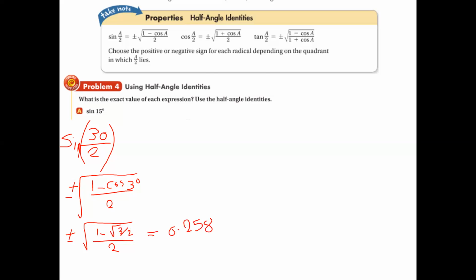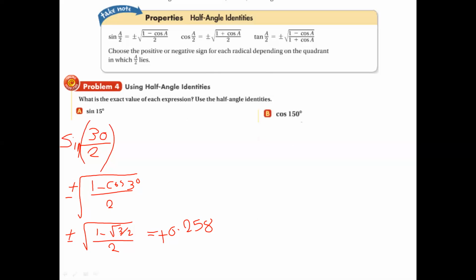Now, positive or negative? Since 30 over 2, or 15, is in the first quadrant and the sine is positive, it will be positive 0.258. This is now the sine of 15. If you try sine 15 now on the calculator, it is 0.2588. That means that I solved it correctly.